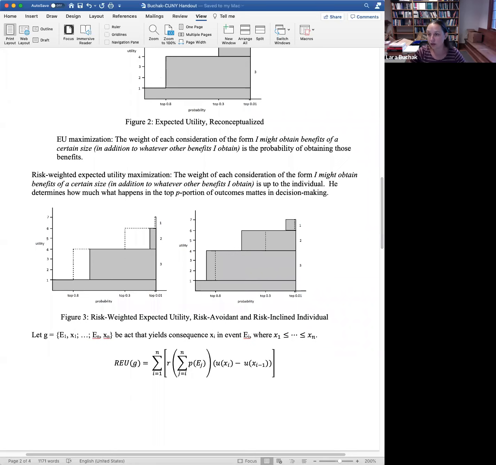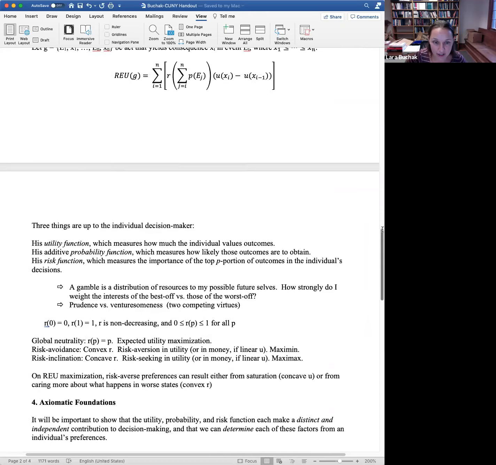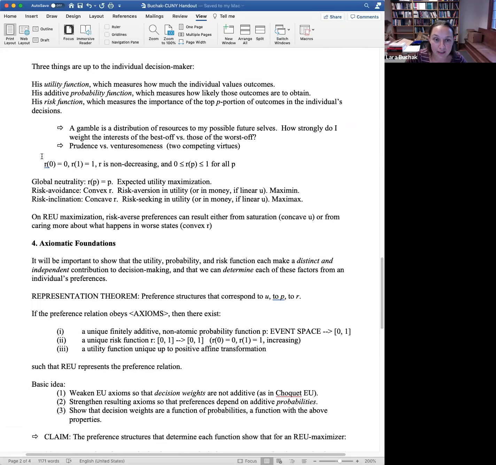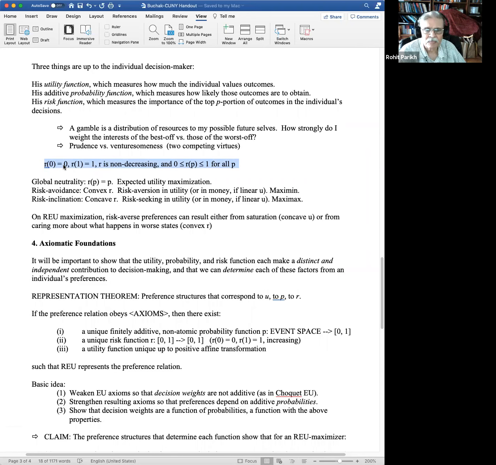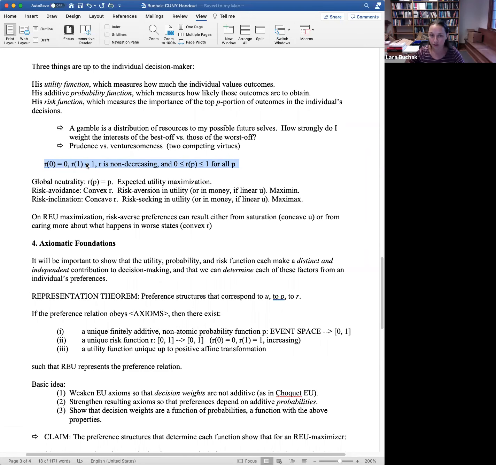At least, oh yeah, go ahead. Are you assuming that R of 0 is 0 and R of 1 is 1? Yeah. So I think I have them on this handout, but I can't, oh yeah, okay, it's on the next page. Yeah, so subject to some constraints, R of 0 is 0, so if something's not going to happen, it doesn't make a difference in your deliberation. R of 1 is 1, so if something is going to happen for certain, it makes all the difference.